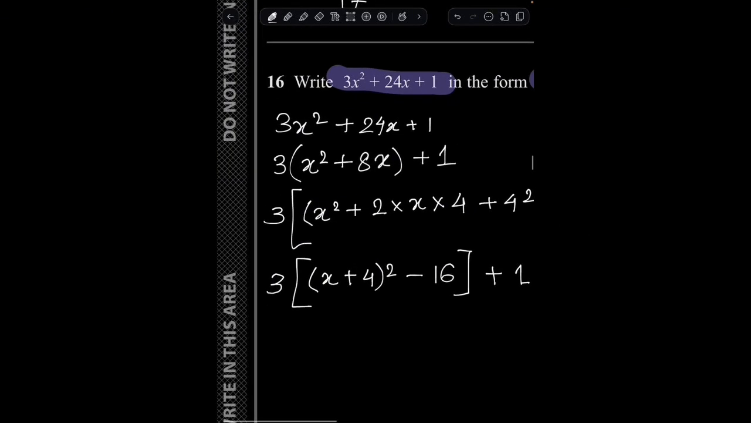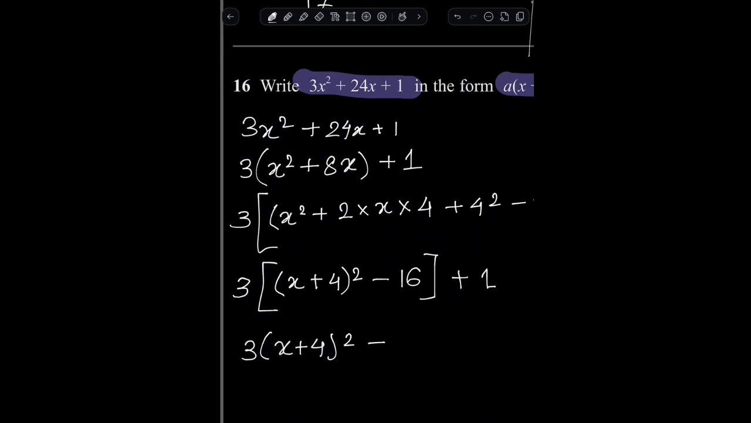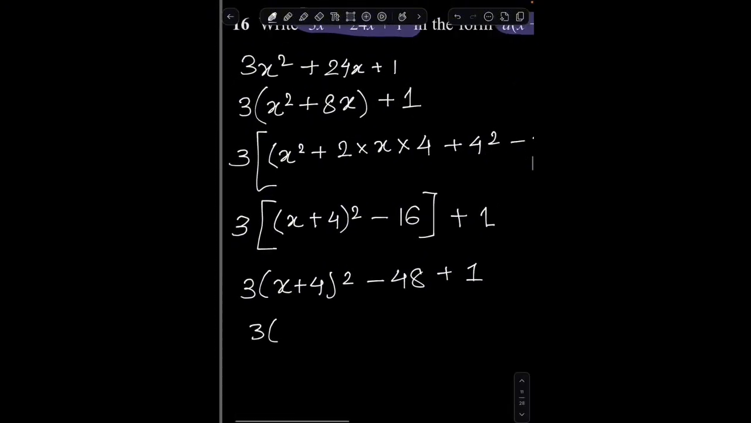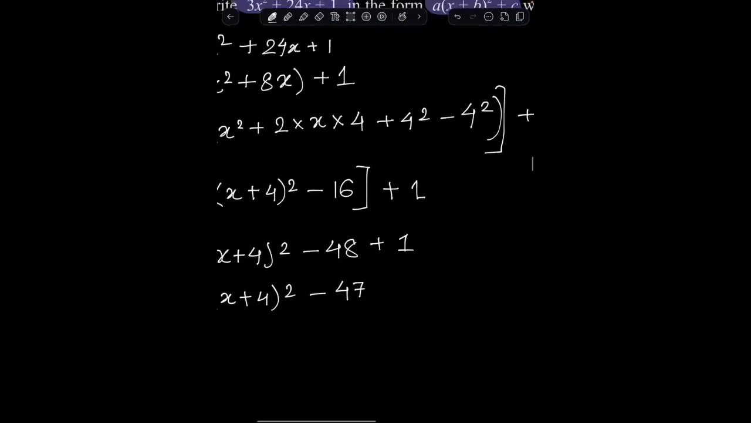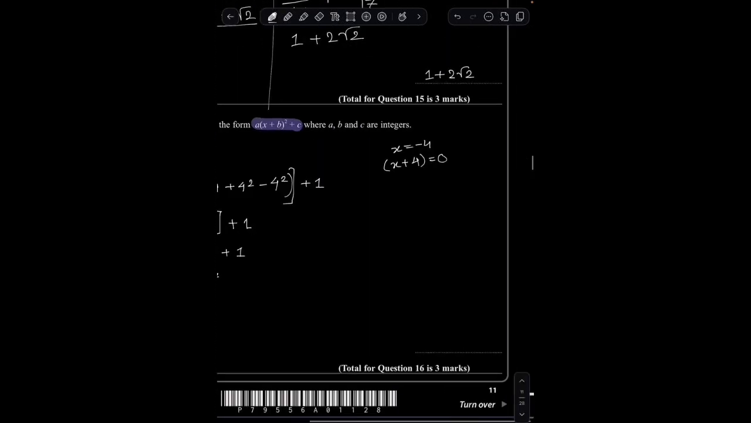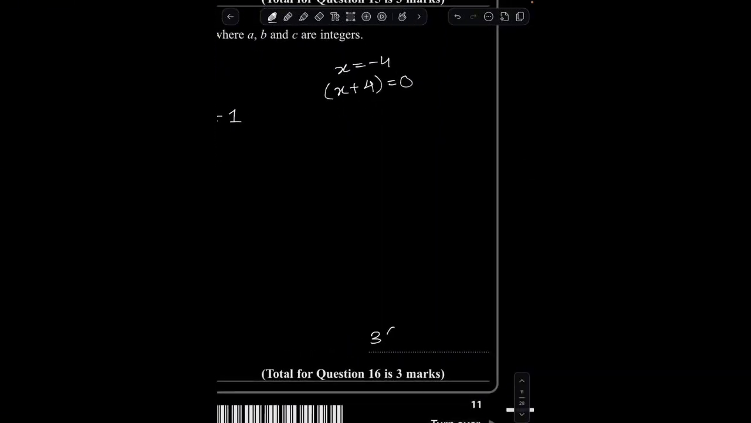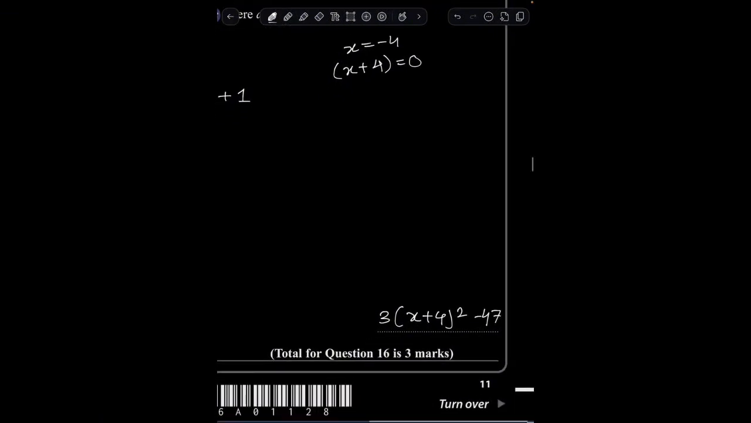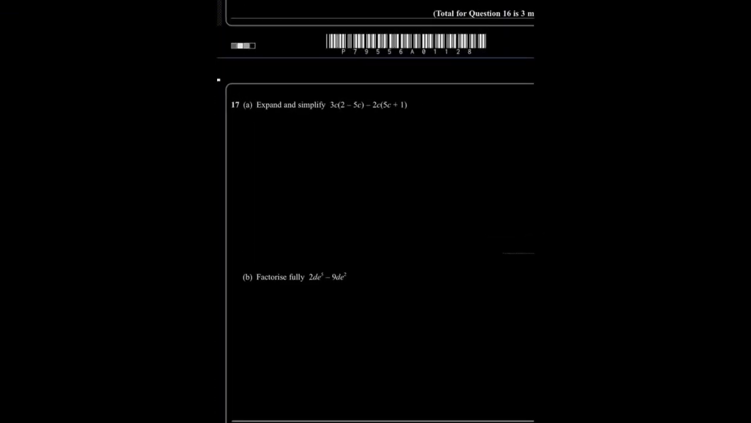Now we're gonna multiply 3 with everything inside the bracket, so 3 times this minus 3 times 16 gives us 48, so minus 48 plus 1. 3 times x plus 4 square minus 48 plus 1 gives us 47. And this is the answer. I'm gonna write it here. Plus 4 square minus 47. There we go. This is pretty easy, so I'm gonna make it quick.